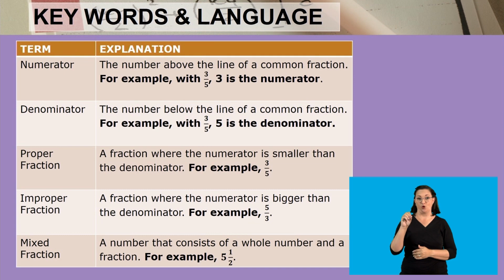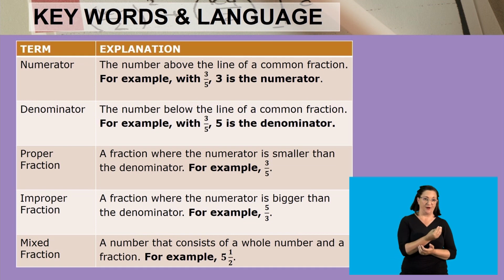Next, we're going to look at a proper fraction, and that is a fraction where the numerator is smaller than the denominator. For example, we have 3/5. As we can see, the number above the line is smaller than the number below the line. Then we have an improper fraction, a fraction where the numerator is bigger than the denominator. For example, now we have 5/3. You can see that the number on top of the line, the numerator, is bigger than the denominator.